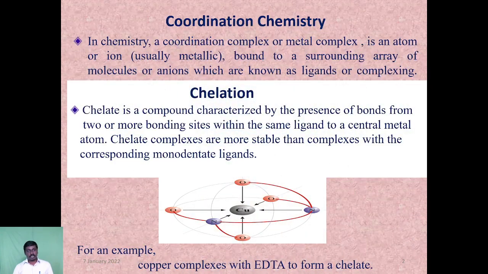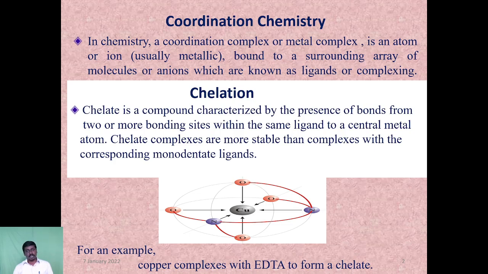Bio-inorganic chemistry majorly operates on coordination chemistry. Coordination chemistry deals with a complex or coordination compound, which is formed by the interaction of metal ions and ligands, in which the metal ion is at the center and is surrounded by molecules or ions known as ligands or complexing agents. This coordination chemistry is operated by chelation chemistry.